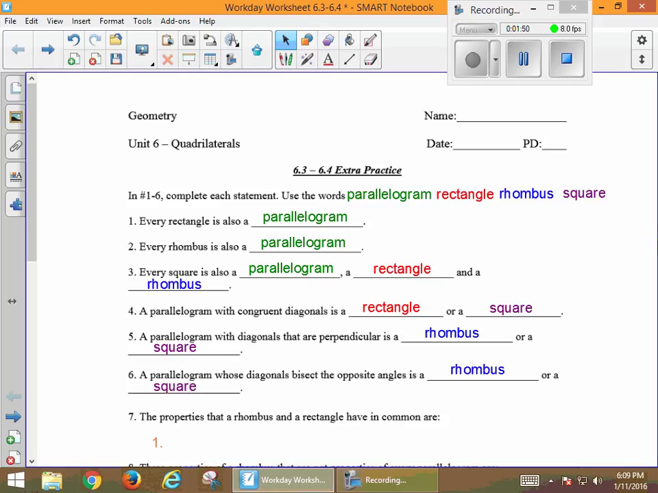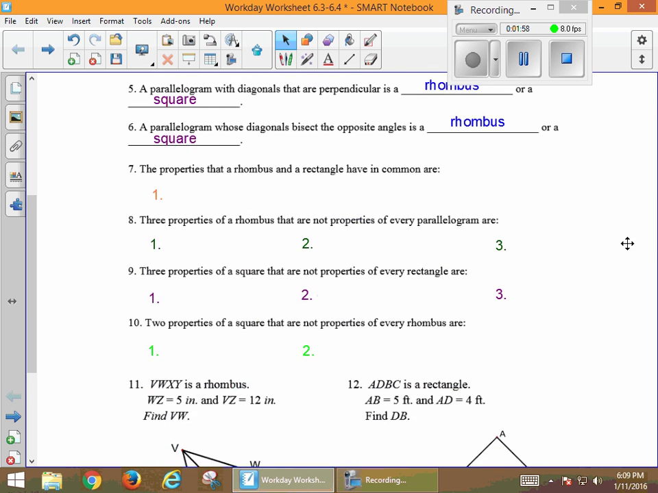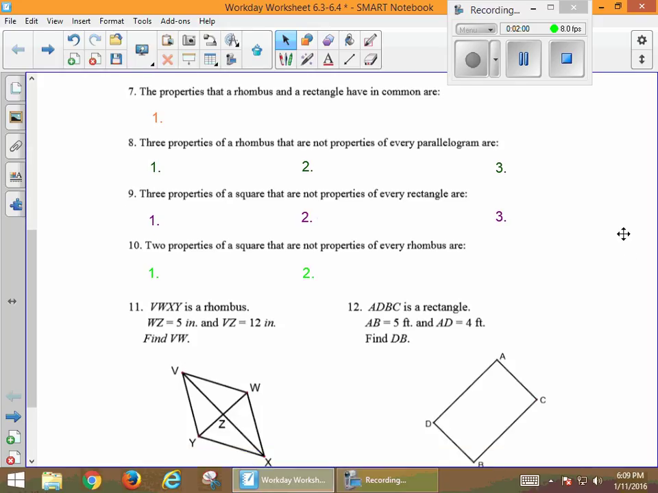That concludes section 1, which covers questions 1 through 6. Question 7 says the properties that a rhombus and a rectangle have in common are. They have in common all of the properties of parallelograms. We talked about the 7 properties of parallelograms.